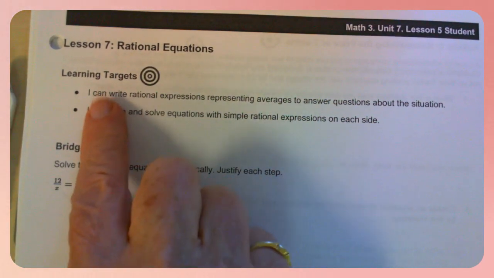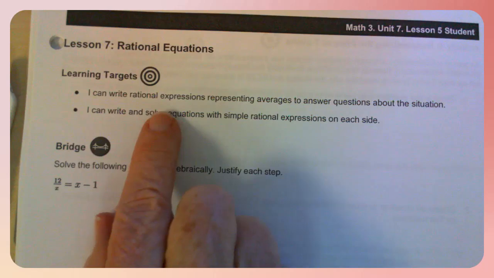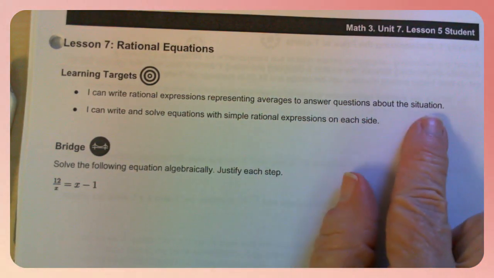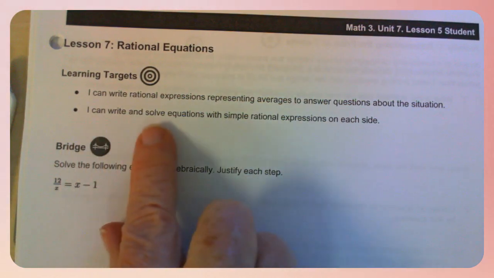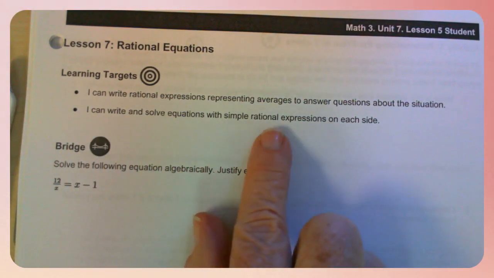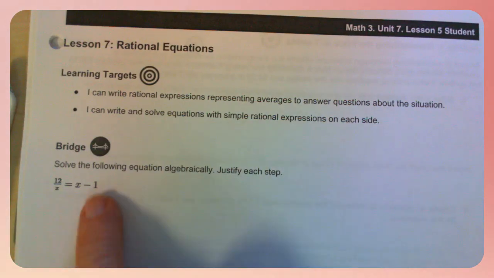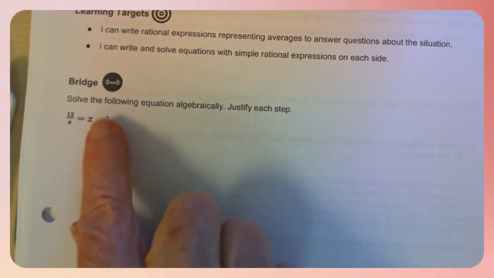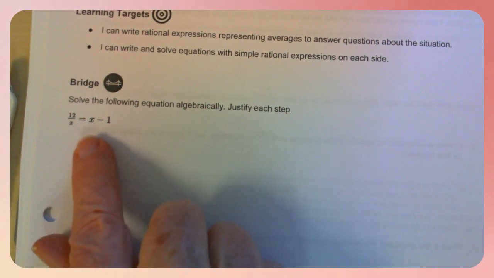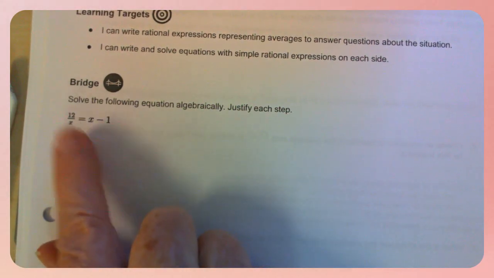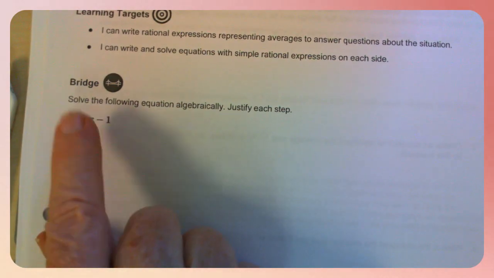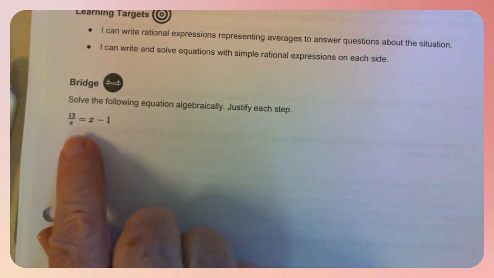So our learning targets: I can write rational expressions representing averages to answer questions about the situation. I can write and solve equations with simple rational expressions on each side. So we're going to start off with the bridge. Pause the video, read the bridge, and try to solve this equation. So this is going back to Math 1 and Math 2 to review how to solve equations.